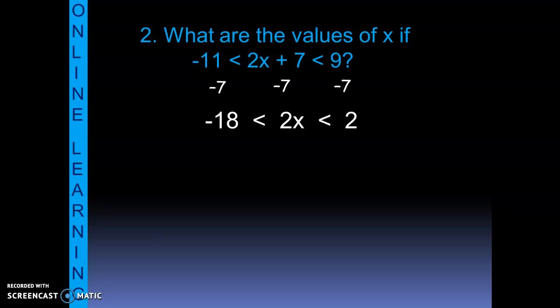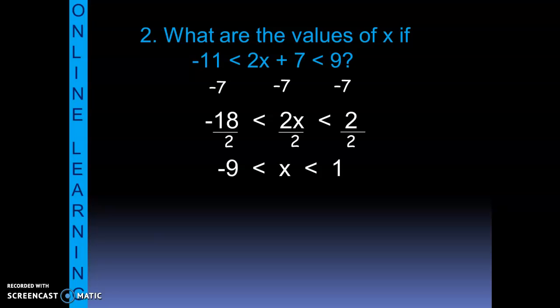Now the question that came up was, what would happen if one of these values wound up being a 0, if the first or the last wound up a 0? That would be fine, but you better not get a 0 in the middle. That's no good. So at this point I need the x by itself by dividing by 2. And at the end you have negative 9 less than x less than 1.